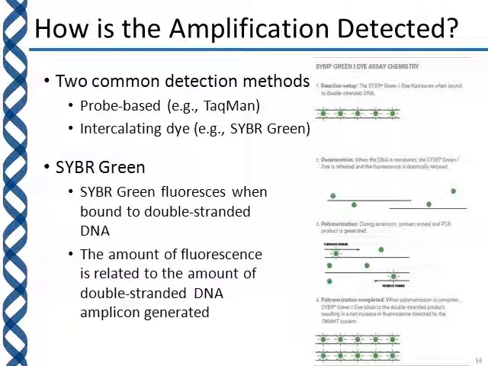So the other method is the intercalating dye method, and as I mentioned, SYBR Green is probably the most commonly used intercalating dye for qPCR. So SYBR Green will fluoresce when it is bound to double-stranded DNA, and the word intercalating means that it actually fits in between the two different strands of the DNA. So you can see in number 1, the top step, the SYBR Green molecules are in between the two different strands.